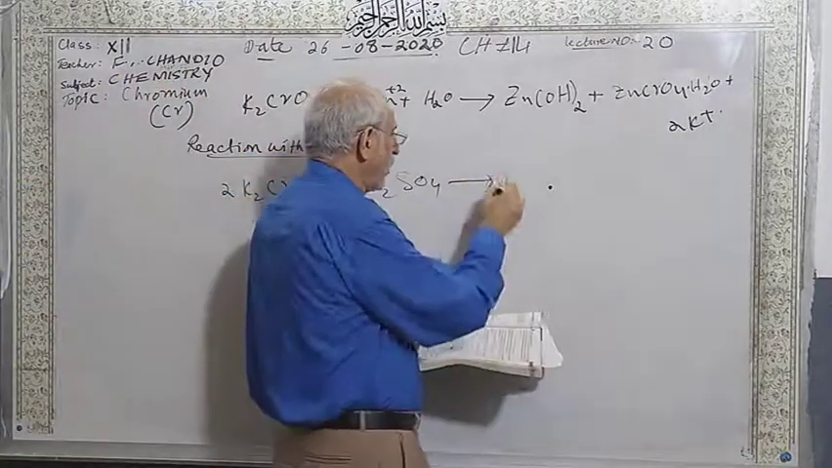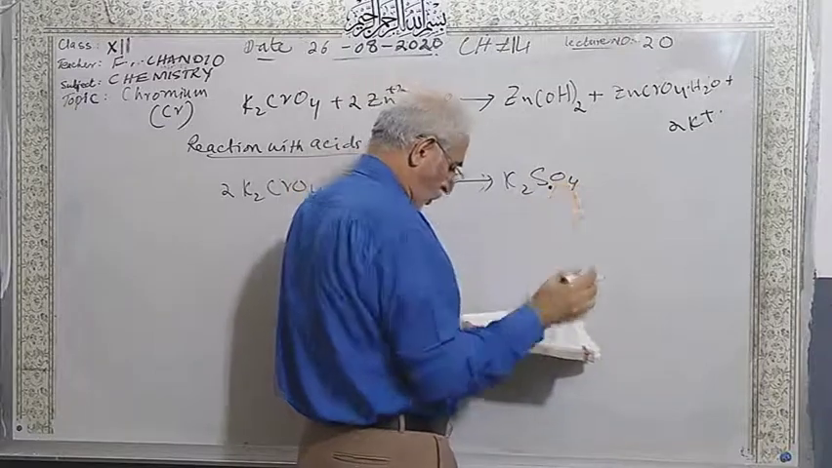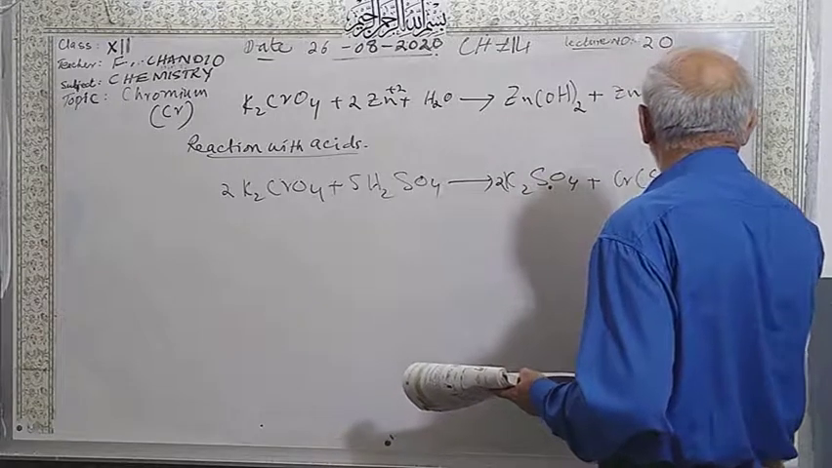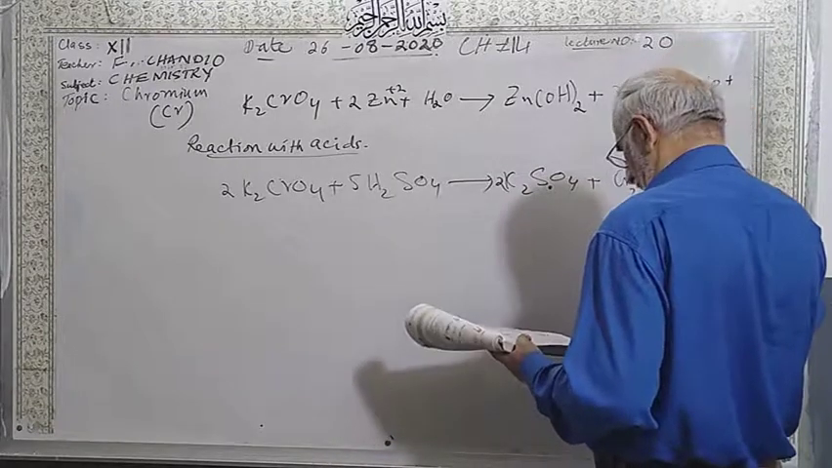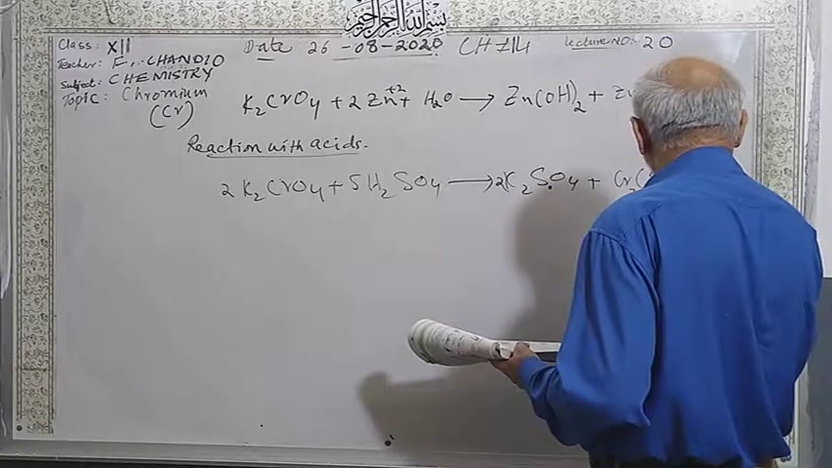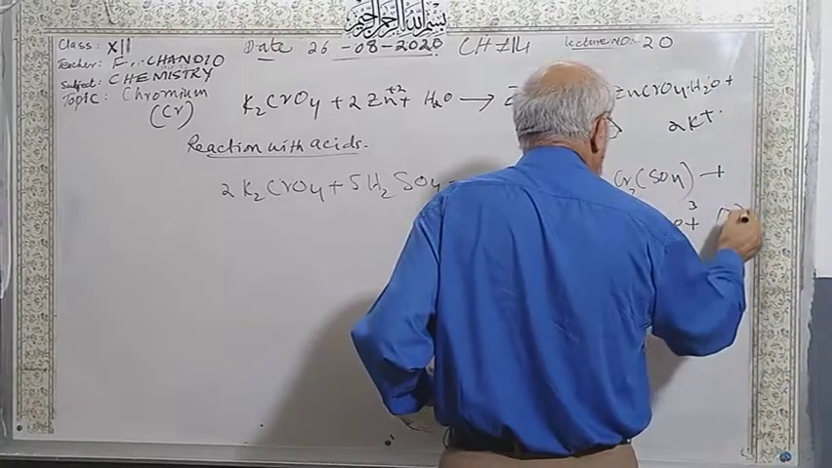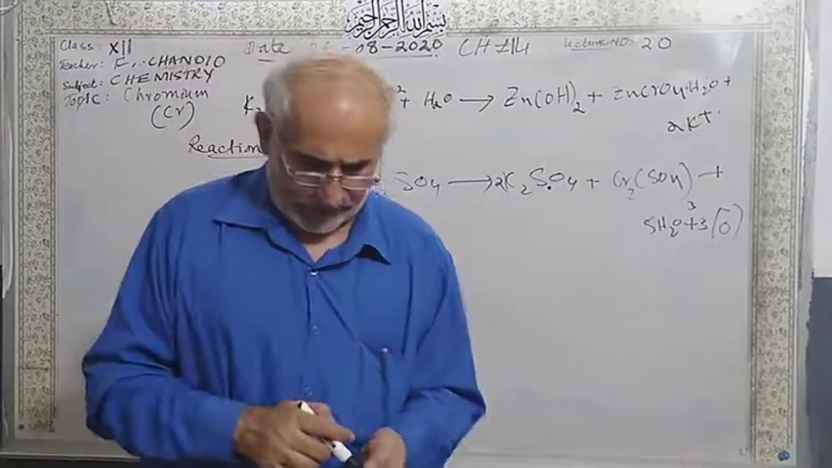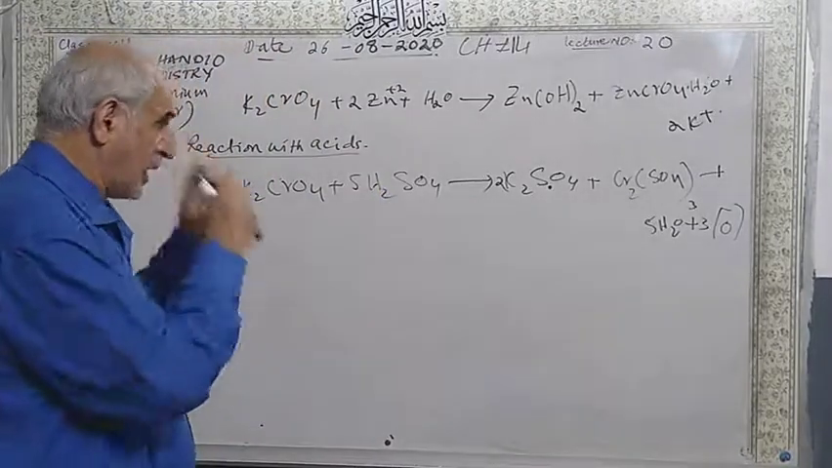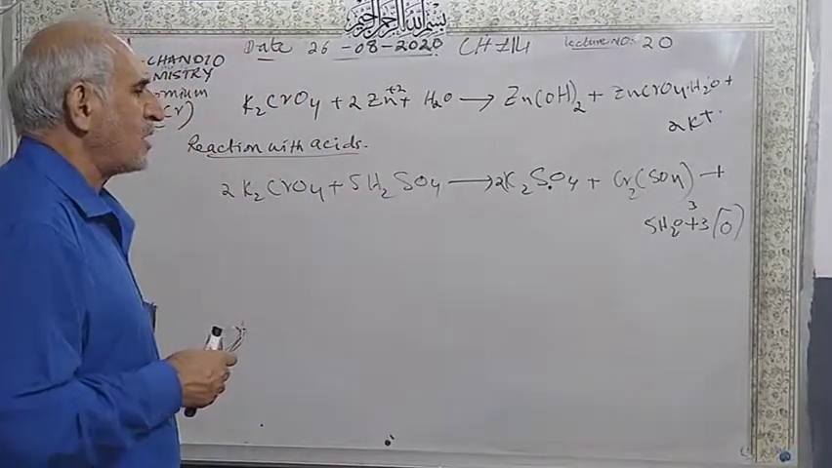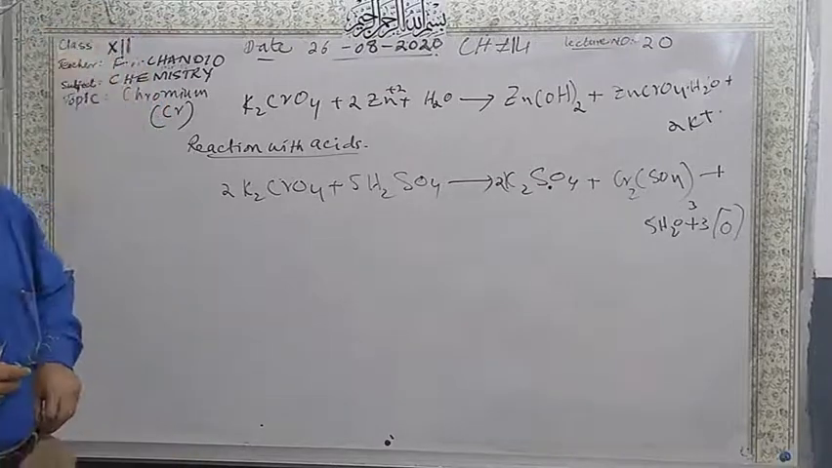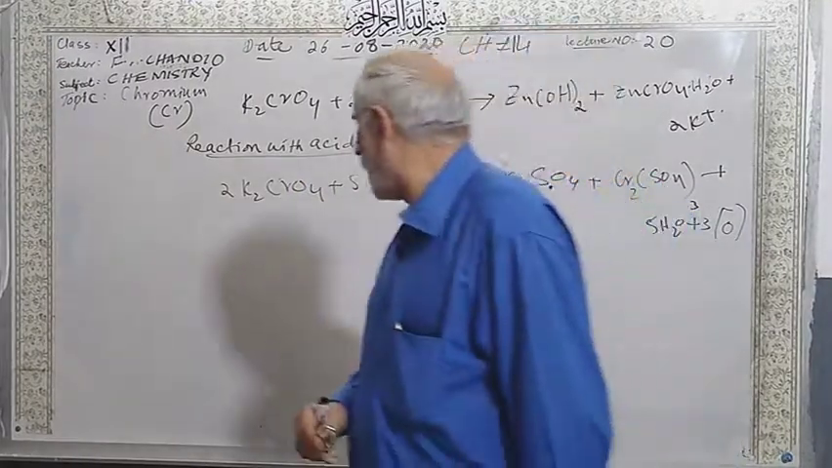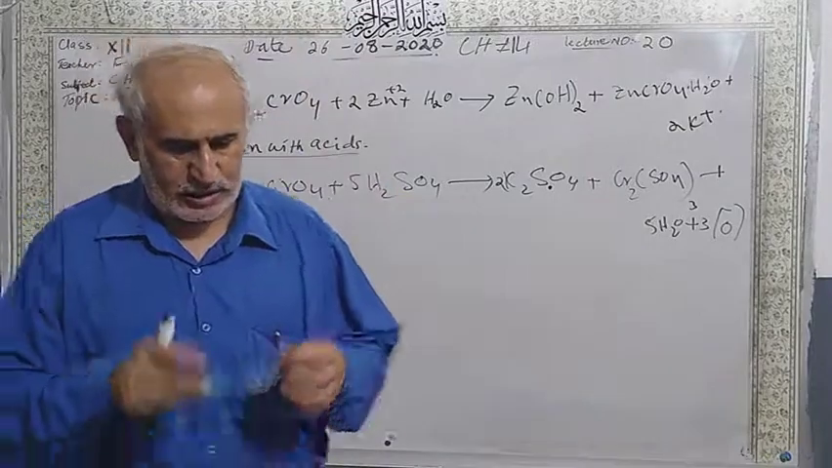So you will get potassium sulfate plus chromium sulfate and 5 moles of water, and this oxygen is called nascent, newly prepared oxygen. The oxygen atom is going to be formed, which is very reactive in nature, and it is going to oxidize. That's why potassium chromate is a good oxidizing agent.